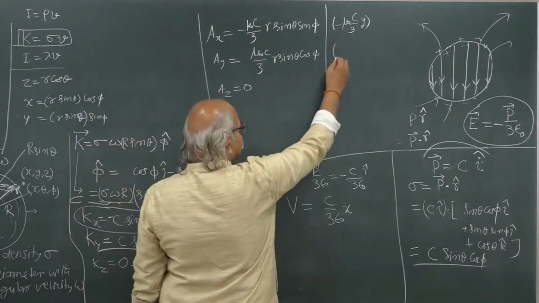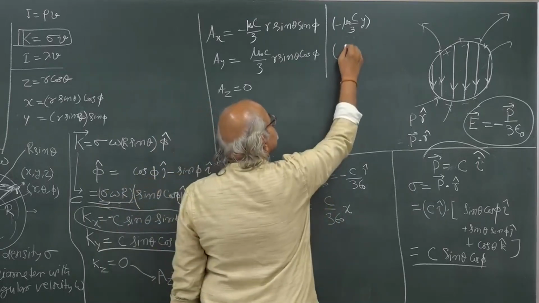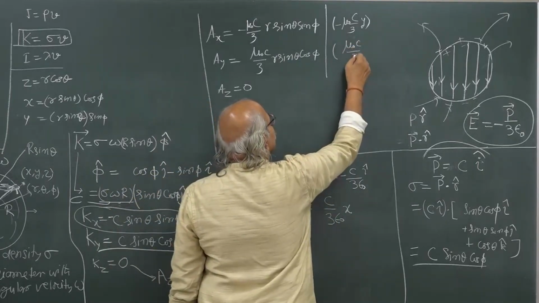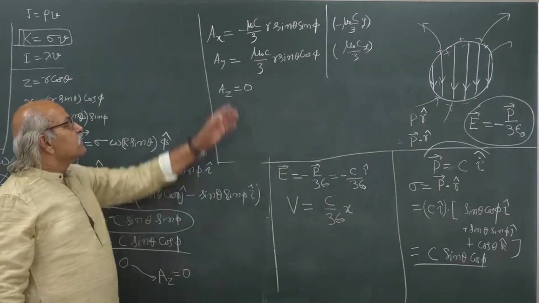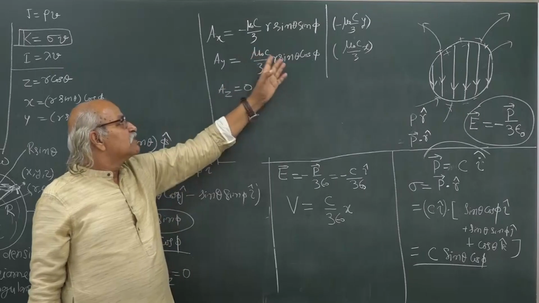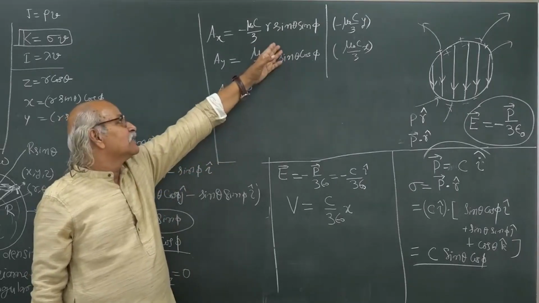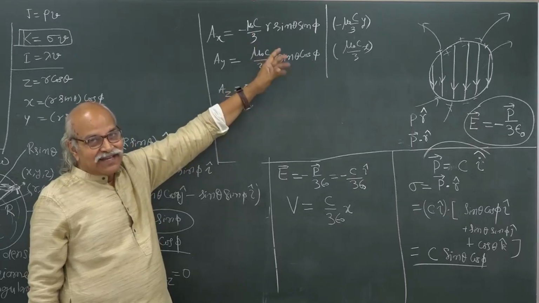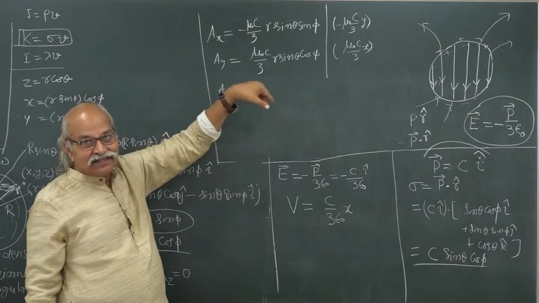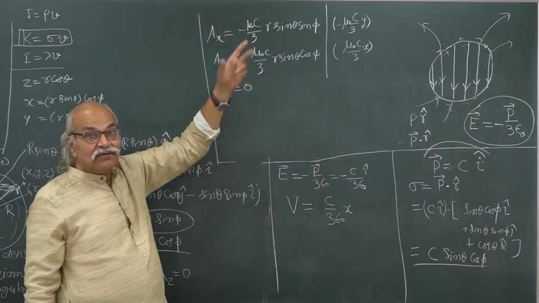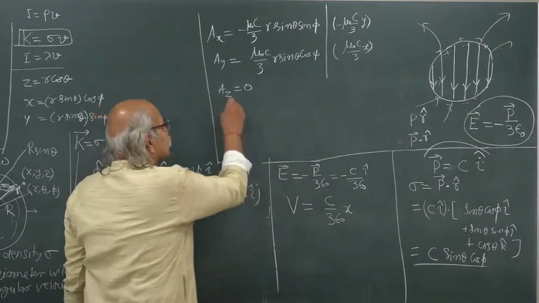And in terms of Cartesian coordinates, it will be mu naught c by 3, and then x. So, you can write it as this much i cap plus this much j cap, but here you are using r, theta, phi and also i cap, j cap, and we have to finally write the magnetic field, which is curl of A. So, it is easier to use these expressions.